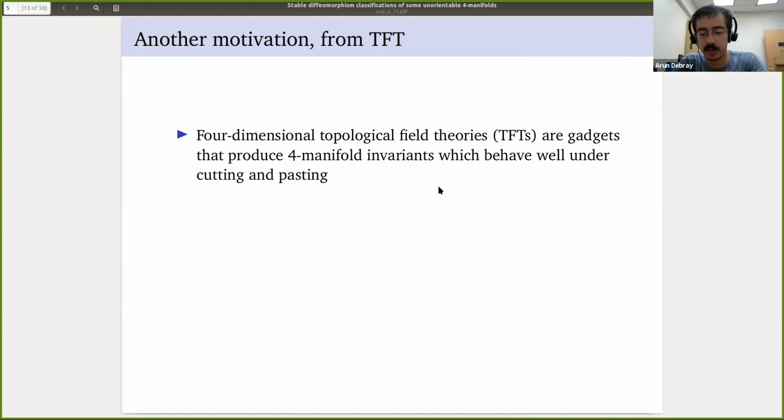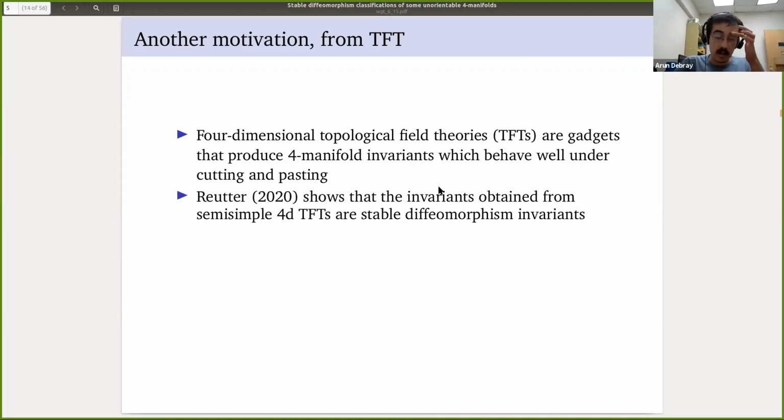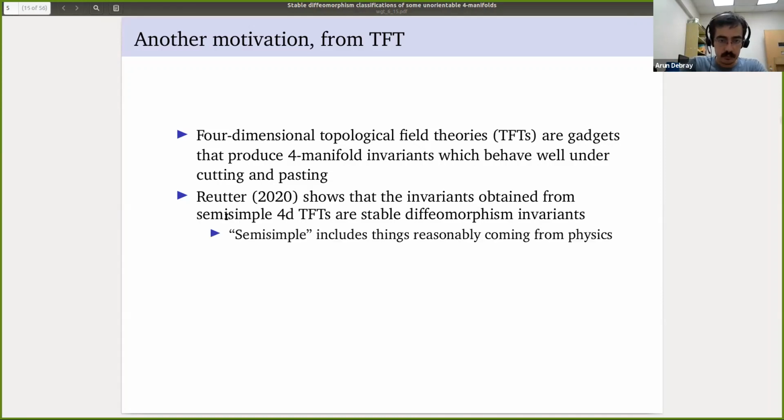I'm happy to talk about that more later, but I'm going to leave this sort of vague motivation for now. David Reutter has a paper from last year, which asks, what kinds of invariants can we obtain from 4D topological field theories? He put another axiom called semi-simplicity on his TFTs, and he showed that what you get out is always a stable diffeomorphism invariant. Semi-simple covers anything that reasonably could come from physics. Topological field theories have something to do with physics, and I'm not going to say much more about that. But anything that reasonably comes from physics is unitary and is extended, and therefore, those are two different reasons that it's semi-simple.